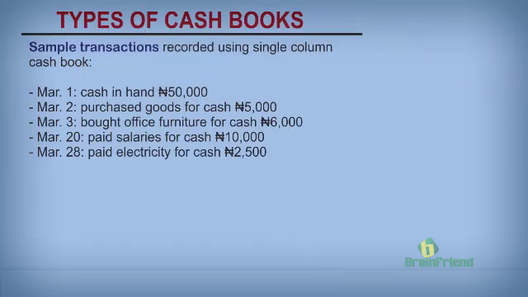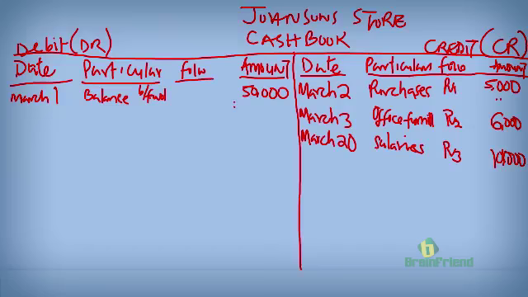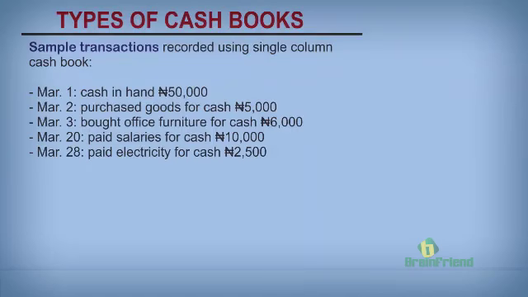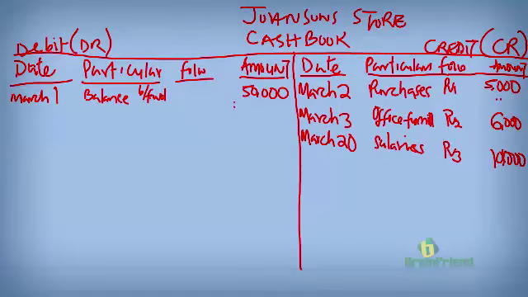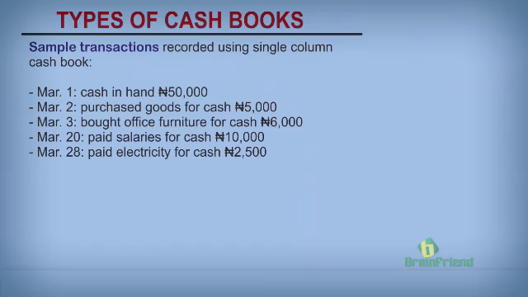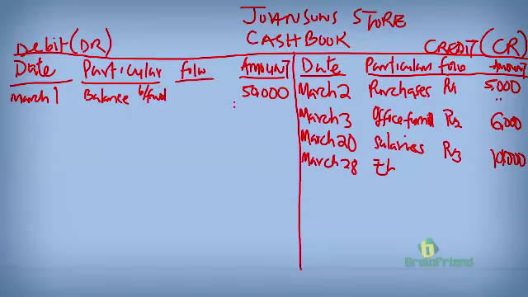The business paid electricity bill for cash, 2,500. Recall once again that the double entry principle says whenever the business receives cash, you record it at the debit side, and whenever the business pays cash, you record it at the credit side. Now, using the double entry principle as our guide, on which date? On the 28th of March, we come to the date column. March 28th. What did the business do? They paid electricity bill, electricity.